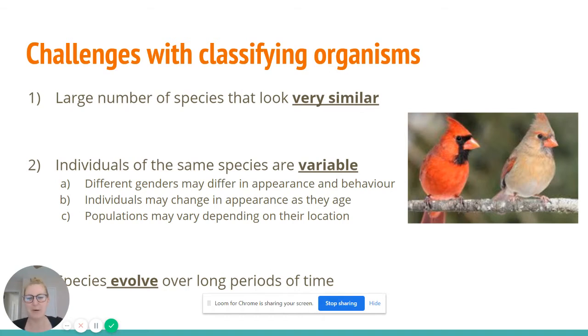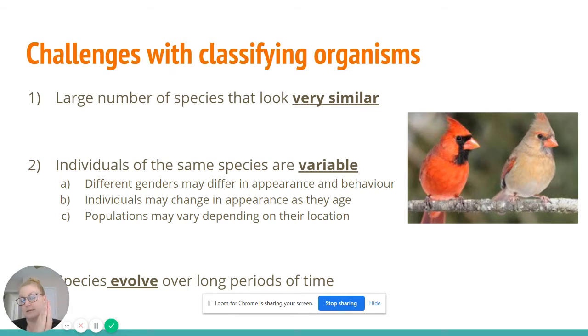So something to think about as well: individuals change in appearance as they age. So if I found a tadpole in a stream and then I found a frog on land, I might look at those and say, wow, these are really different from each other. They must be a different species. But again, it turns out they're actually the same species.